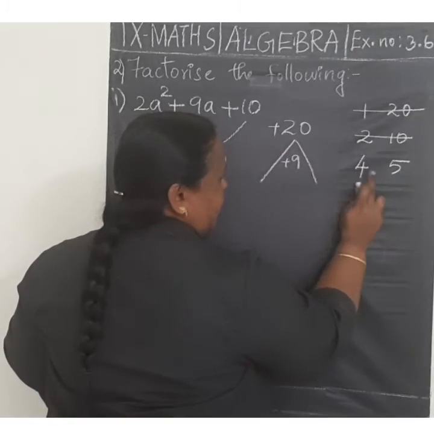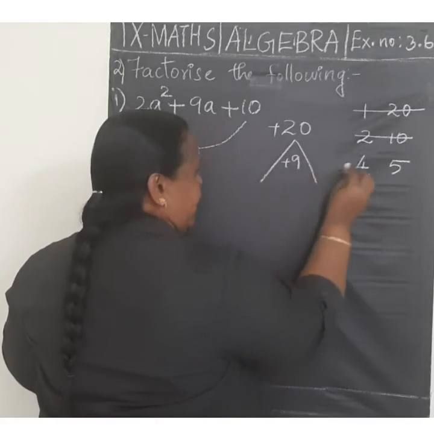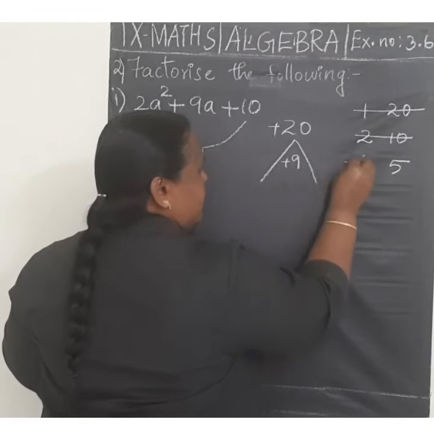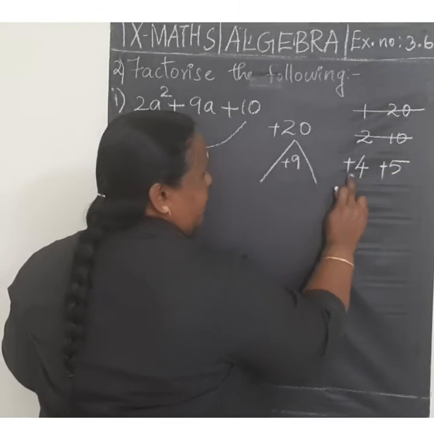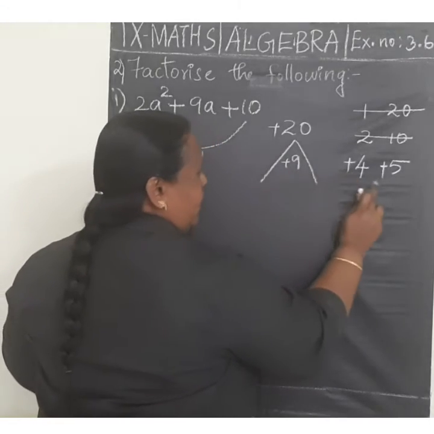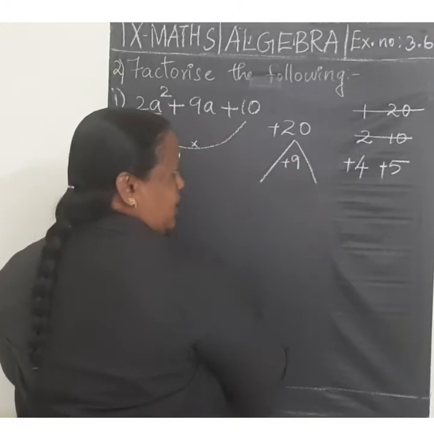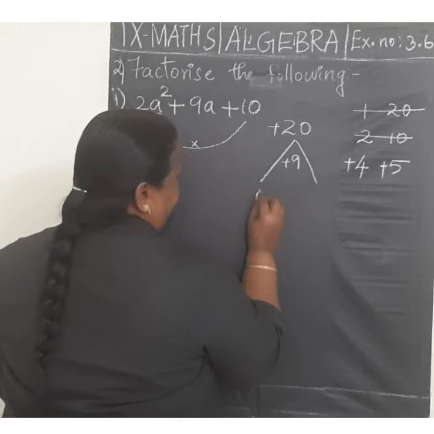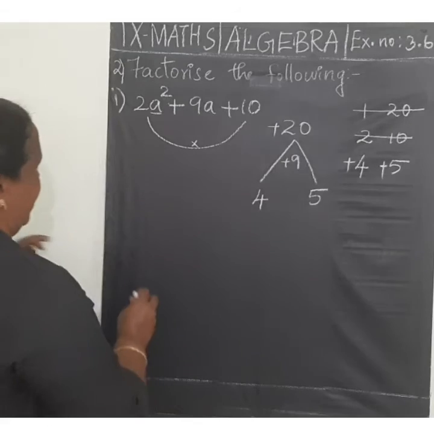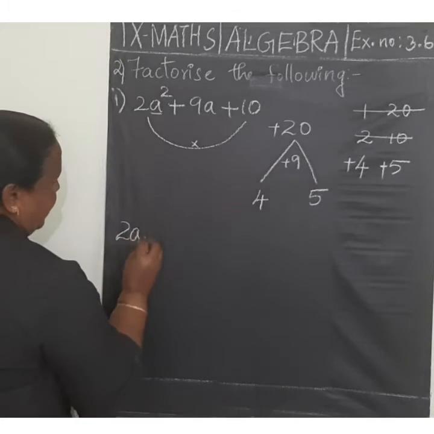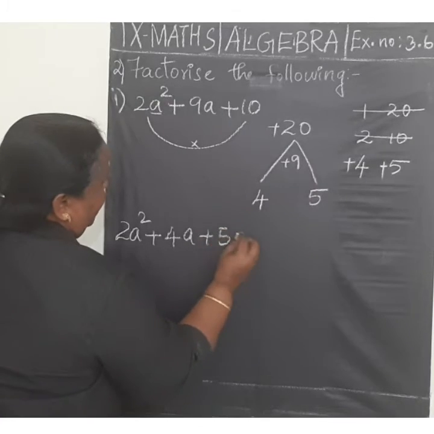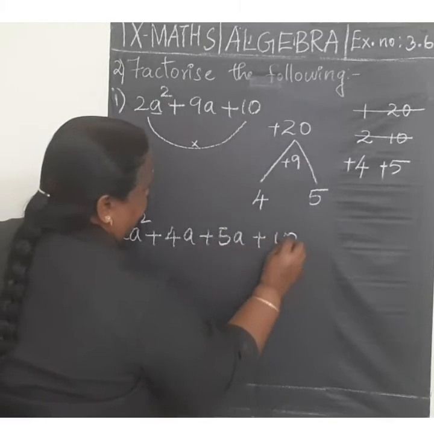Now if we add this one, 4 plus 5 is equal to 9. So we can take 4 and 5, here we need a plus sign, so plus 4 plus 5. If we add this one, we will be getting plus 9. If we multiply this one also, we will be getting plus 20. So we can write here 4 and 5. Now we can split this one: 2a squared plus 4a plus 5a plus 10.